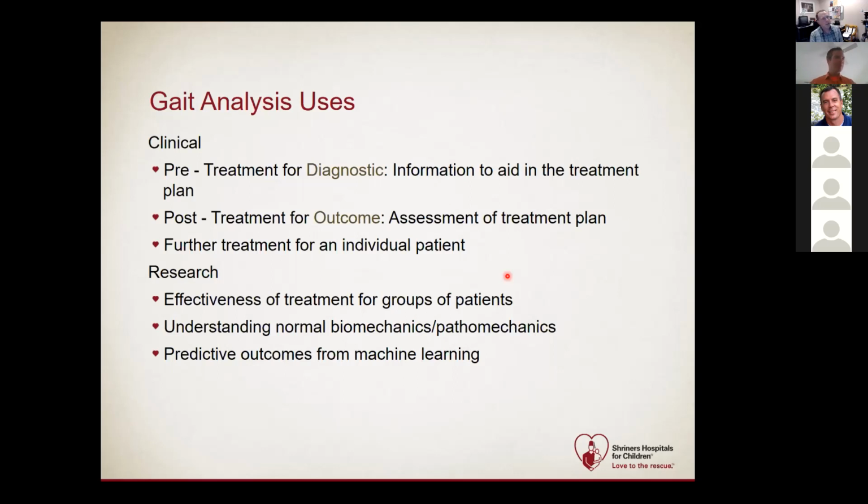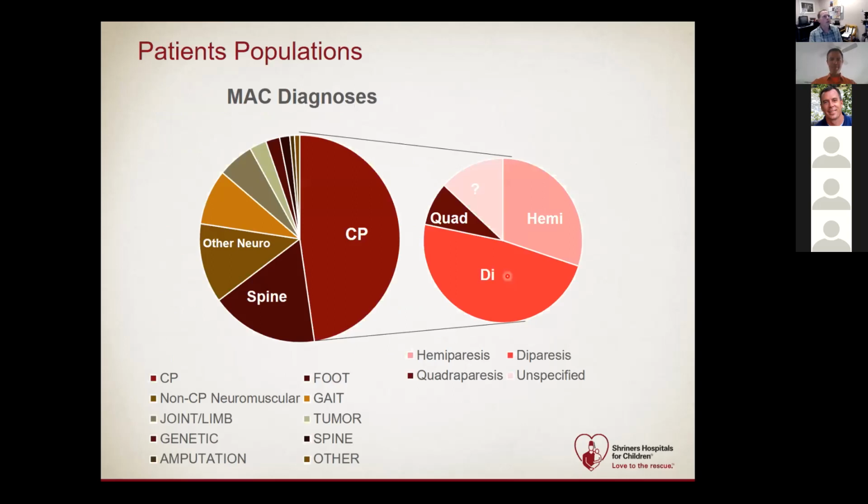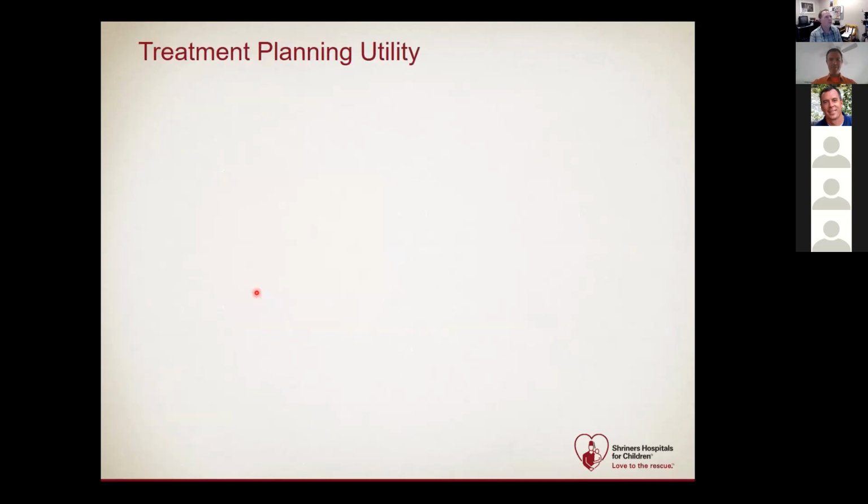And a recent thrust of some of our research has been to use the data we've collected over the 20-plus years we've been here and apply that to some current machine learning techniques to try to predict types of surgeries and outcomes. Patients that we see, you can see here how we divide it up. Our biggest block, about 50%, is CP. We also see a lot of other neurological disorders, but a smattering of a whole lot of different diagnoses.